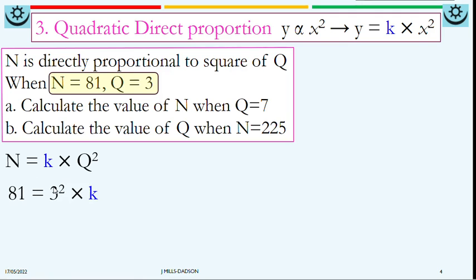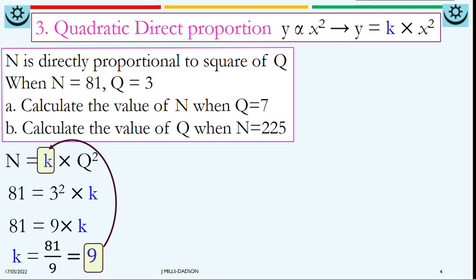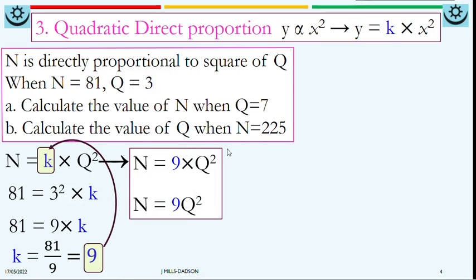So 81 equals 3 squared times k, and 3 squared is 9. So to find k, we divide both sides by 9, and k is 9. So this implicit formula needs to be made explicit by replacing k with 9. So our true formula is N equals 9Q squared, or N equals 9 times Q squared.